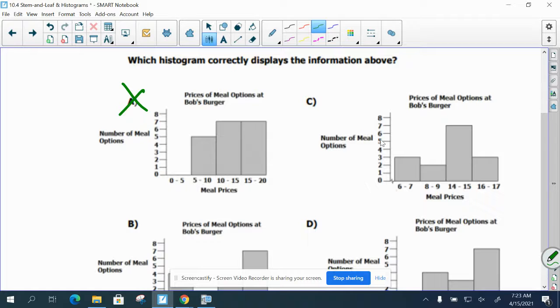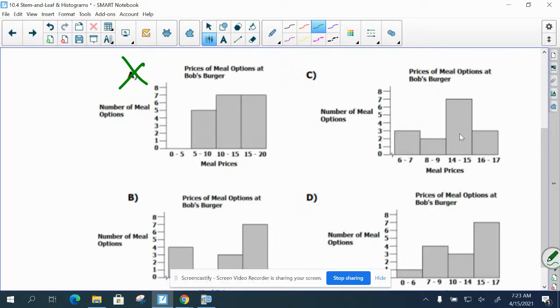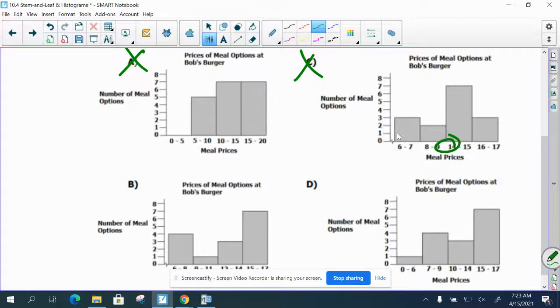How about, let's see, 6 to 7, 8 to 9. Okay, so the problem with C is that you have a gap here. You can't have a gap. If there's nothing in between there, then you need to have some space. I know there are no spaces between the bars, but if you don't have anything in the interval, then you would leave it blank, but it should still be there. So you shouldn't have any gaps in the intervals. Well, you know what I'm talking about.